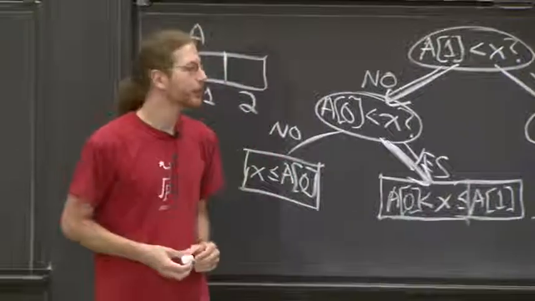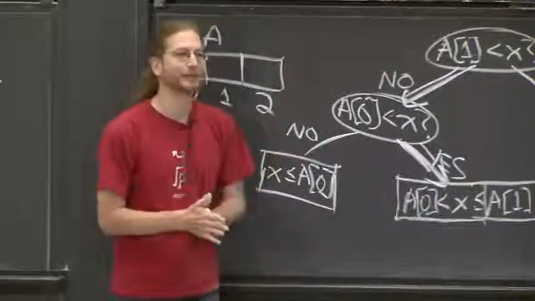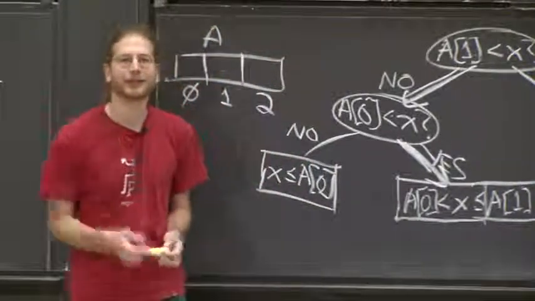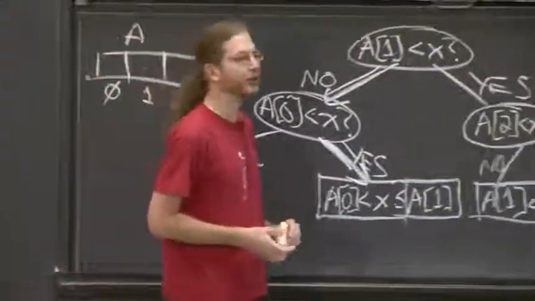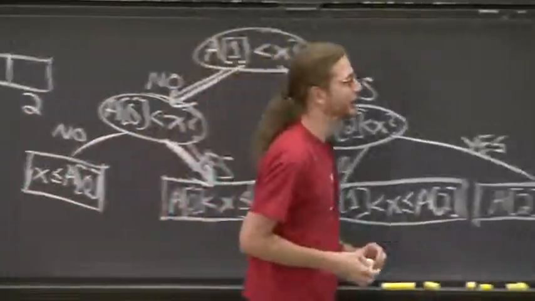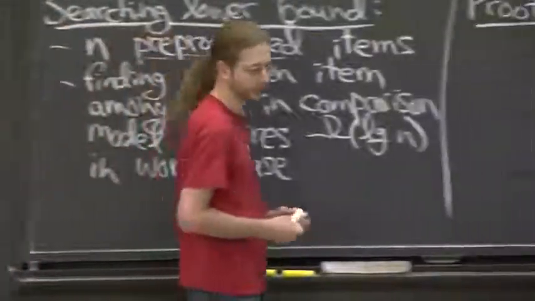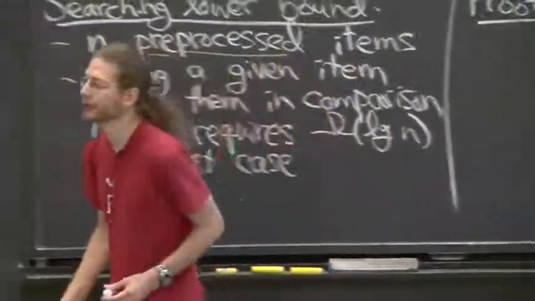Why does the height of a tree have to be at least log n? There's one more thing we need to say. Yeah. Because the tree has to contain all possible answers, let's say. Yeah, exactly.